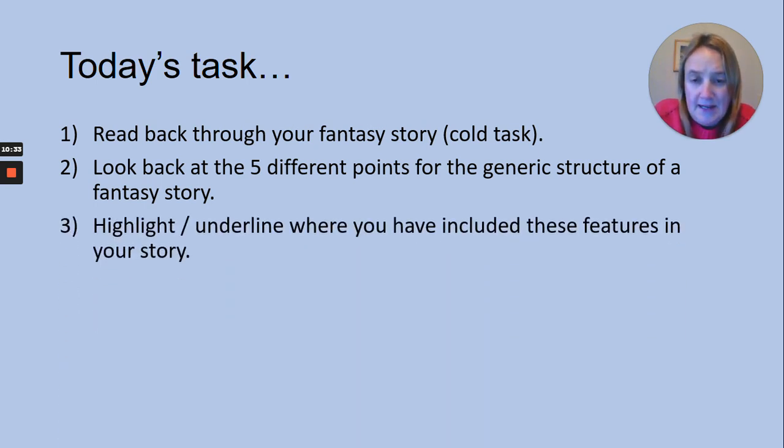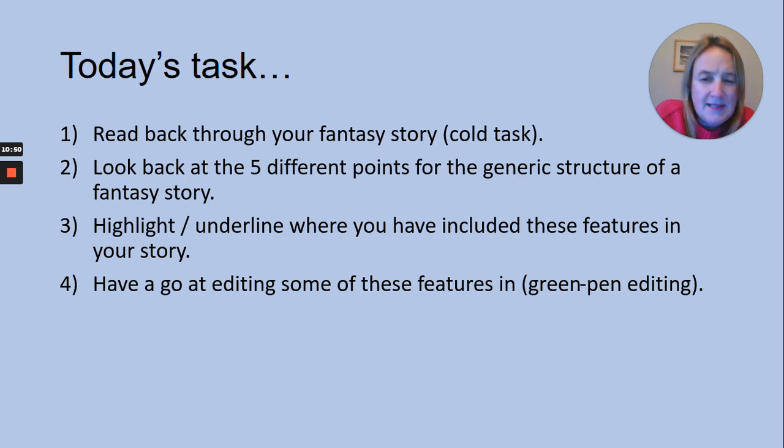In your cold task, in your story you did for us on Wednesday, can you highlight or underline where you think you've included some of those structures? Maybe use a key and different colours to show me. And then can you have a go at editing some of those features in which you haven't included? What we call in school green pen editing. Don't worry if you've not got a green pen, it doesn't matter, you can do it in any colour. But how would you add some of those things in? Did you have a portal in your story? If not, could you find somewhere to put it in?